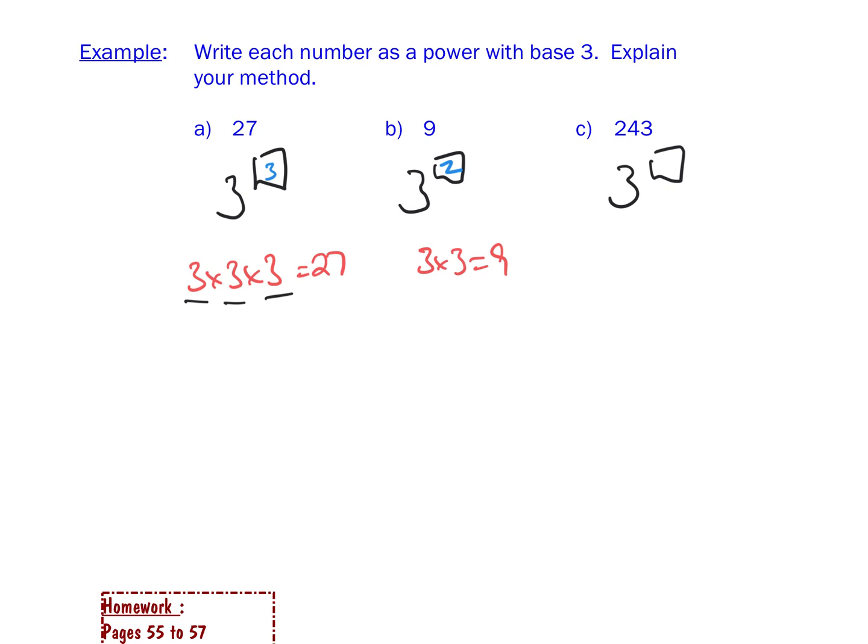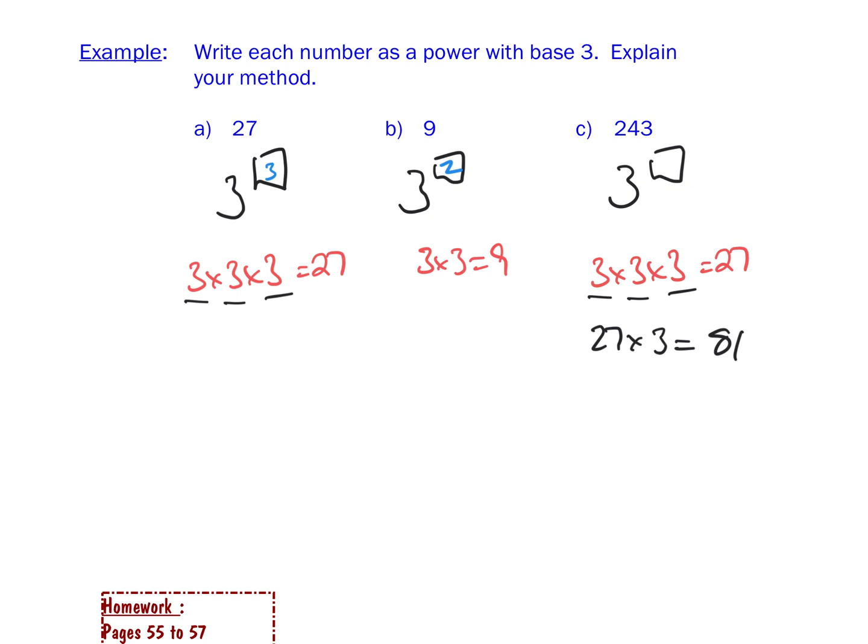And last but not least, what's the exponent for part C? 5. Correct. Now, what you could do is use this right here as our launching off point. You know that 3 3's make 27. Okay, cool. Now I'm going to take 27 and multiply that by 3. So that's my fourth 3. What's 27 times 3? 81.